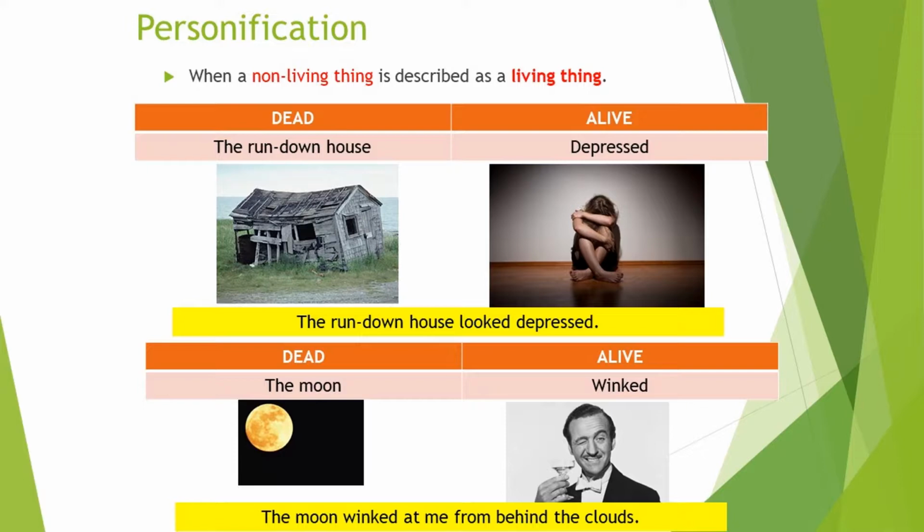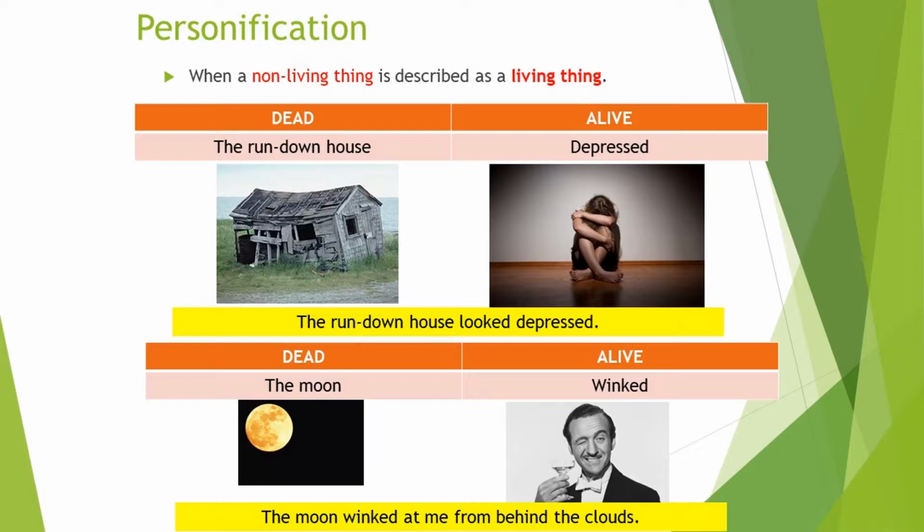The first one is personification. As you can see, I use images of a rundown house and a depressed person, and very simple words such as dead and alive, to show how the house is now treated like a person. It's similar with the moon and the winking person in the second example.